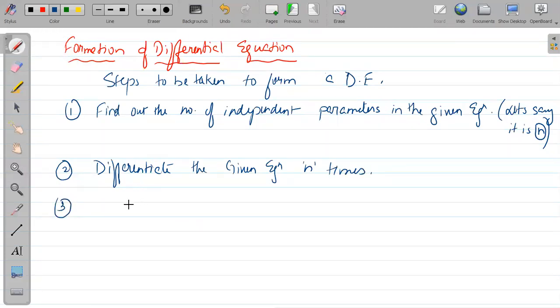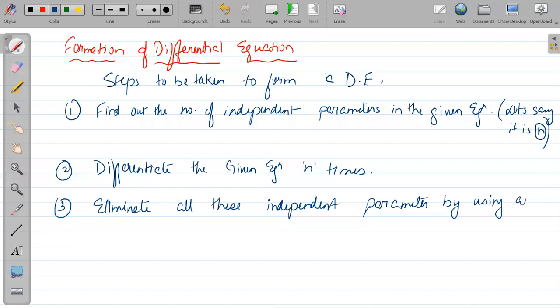Number 3. Now our third main point is what? We have to eliminate all these independent parameters by using all the available equations. जो भी हमने फॉर्म किया है, we have to use all of them and we have to eliminate this n parameters. This is our work. Suppose example के तौर पे मैं लेता हूँ. I'm just considering the example as a theory so that you can better understand.